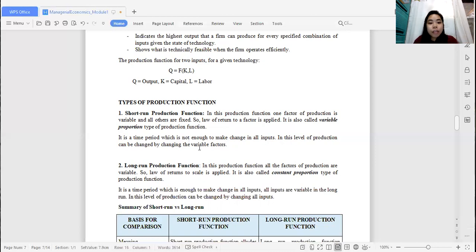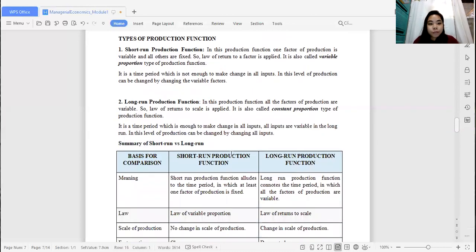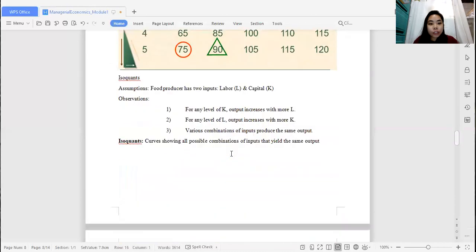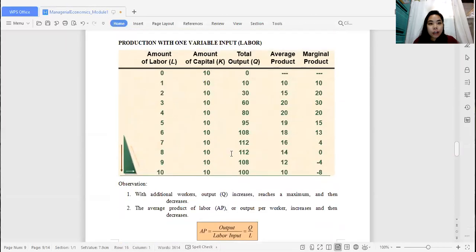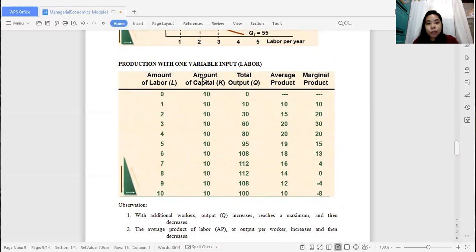So it is a time period which is not enough to make changes in all inputs. That is why there is one fixed input, or even two, as long as they are not all fixed. In this level, production can be changed by changing the variable factor. So the only input that you can change is the variable. Since it is variable, it can be changed. All others are fixed. So let's look at the example in your module, production with one variable input.